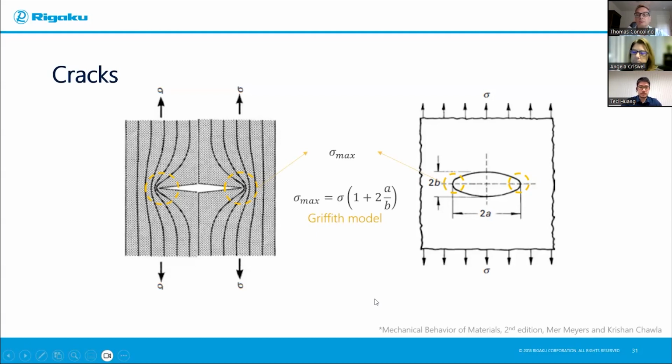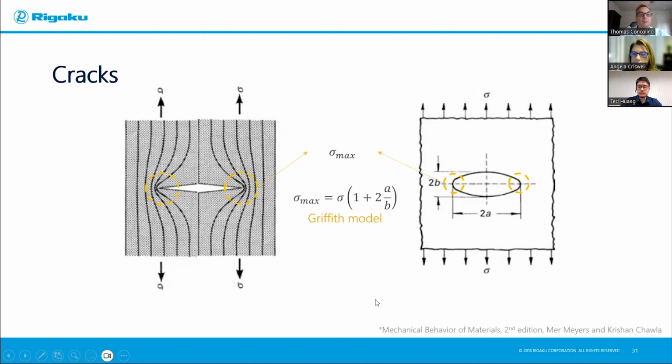I assure you, this is the only equation you'll go through in this webinar. I know math can be kind of confusing, but this is a rewarding one. This is the only one. So this is called the Griffith model. It expresses the sigma max you can expect in relation to the sigma, the overall force you put on your product, and the dimension of that crack, so A over B.